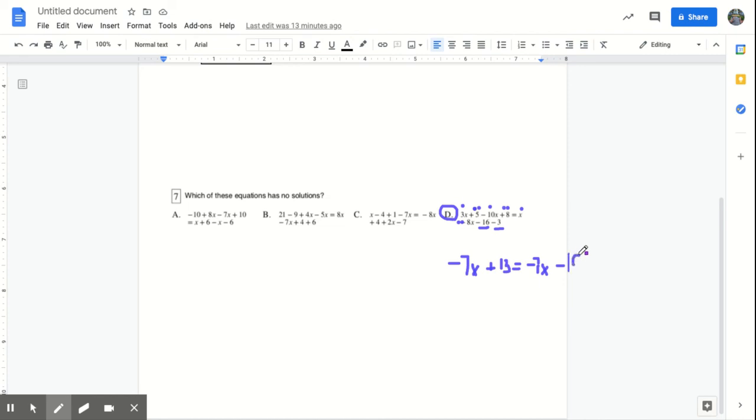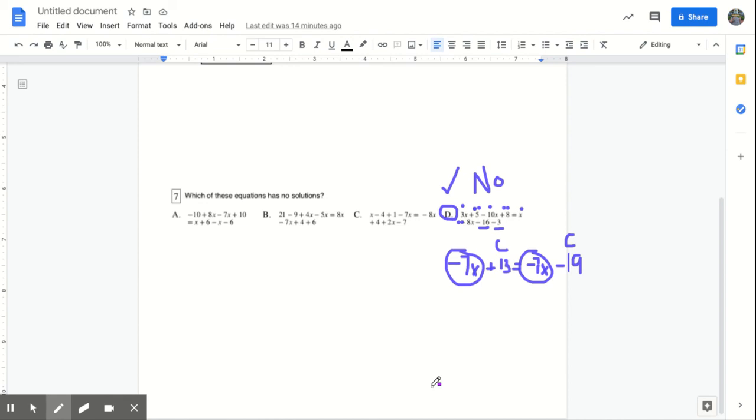All right, so we found our answer here with this one. They have the same number of variables, but a different constant number. That tells us it's not going to have any solution, because 13 will not equal negative 19. So our answer was letter D on that one. That's the one that has no solution.